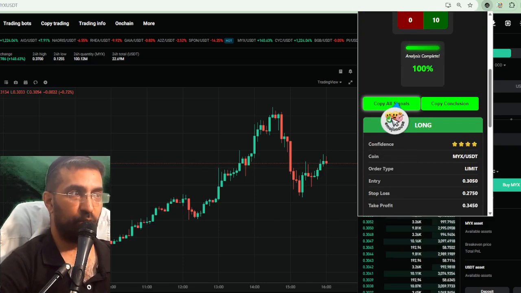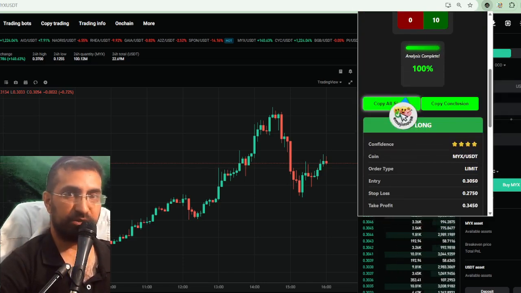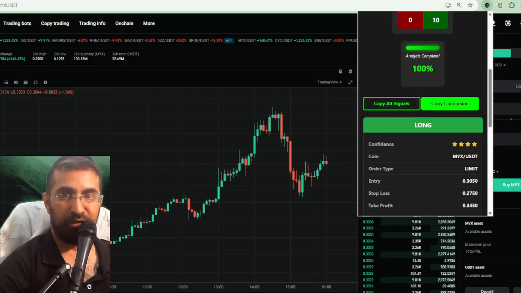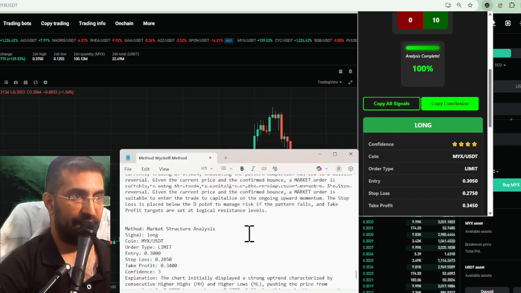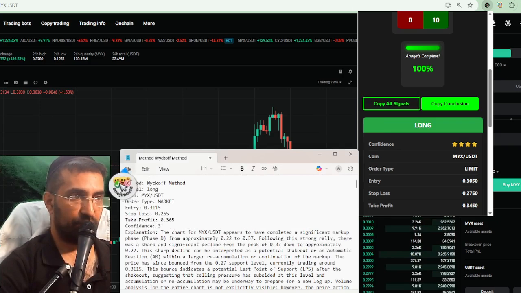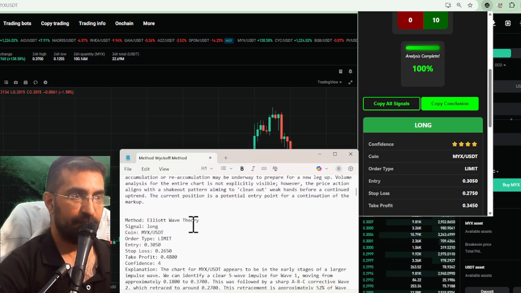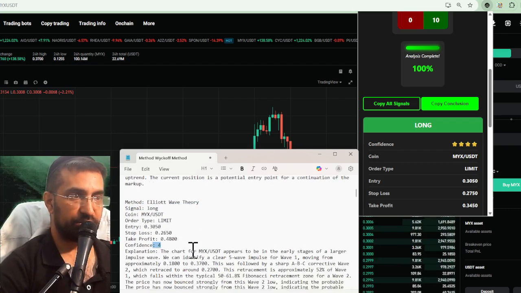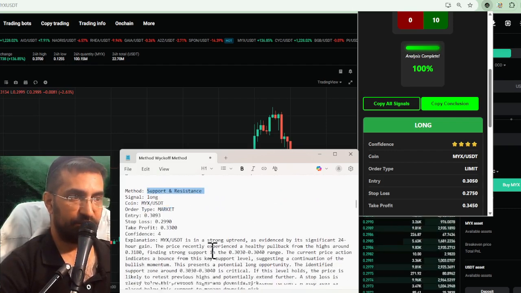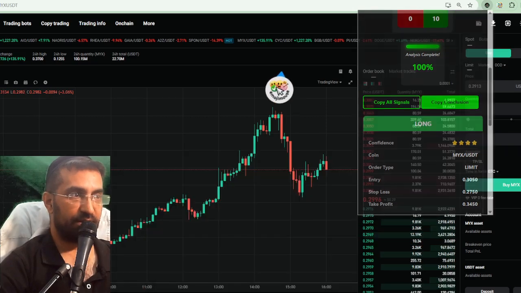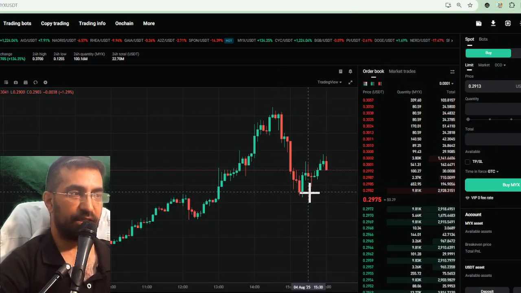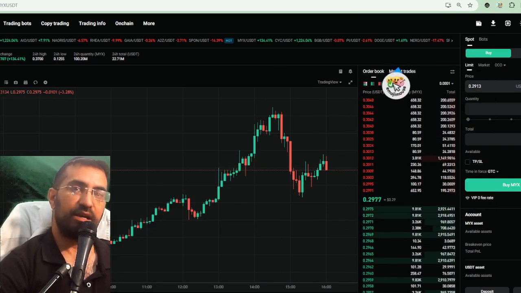If you want to copy all the signals, click on copy all signals, and then you can have a quick look. When you paste it somewhere, you can see each method, why it chose what it chose. See, the confidence score for the Wyckoff method was 3 stars. The Elliott wave theory was 4 stars. The support and resistance was 4 stars. So everyone seems to be saying that the price overall is going to go up if you wait this out.